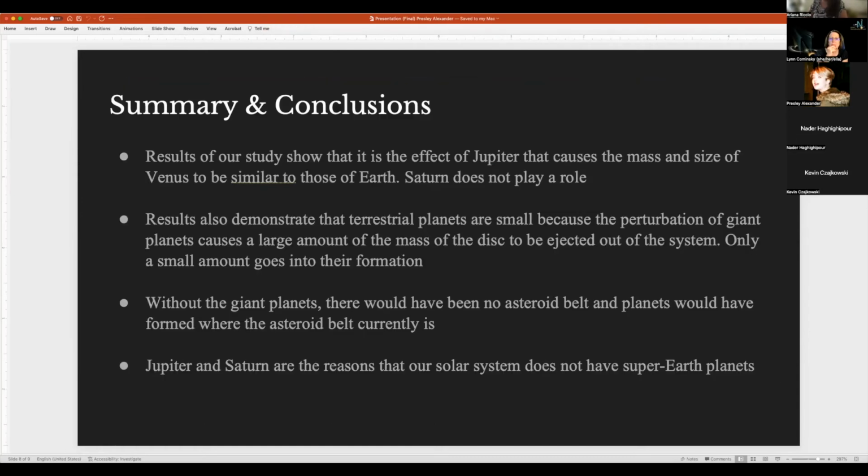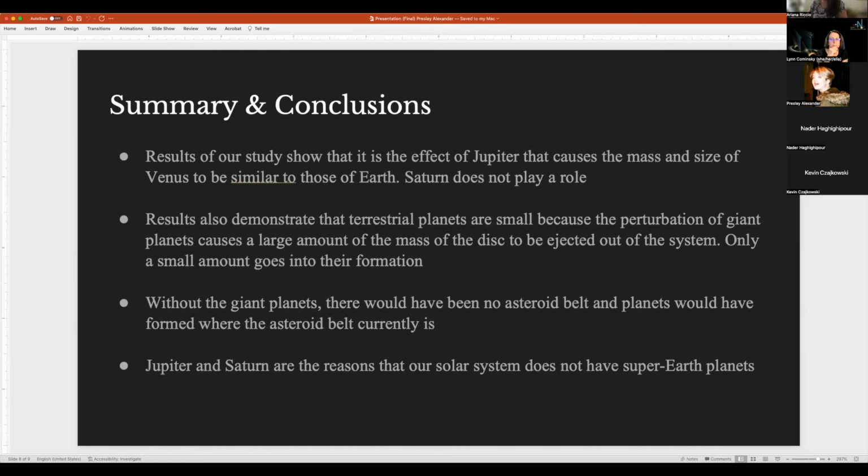So the results of our study show that it is the effect of Jupiter that causes the mass and size of Venus to be similar to that of Earth. Saturn does not play a role in that specific thing. The results also demonstrate that terrestrial planets are small because of the perturbation of giant planets, causing a large amount of the disk to be ejected out of the system. Only a small amount actually goes into planetary formation.